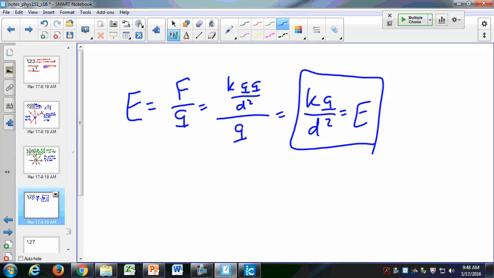Okay, now let's look at electric potential energy. This is a difficult chapter.